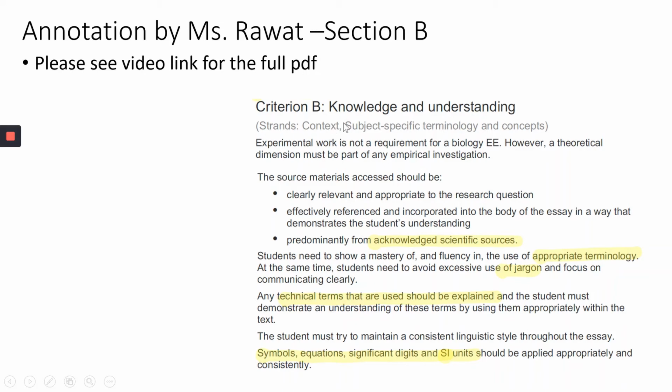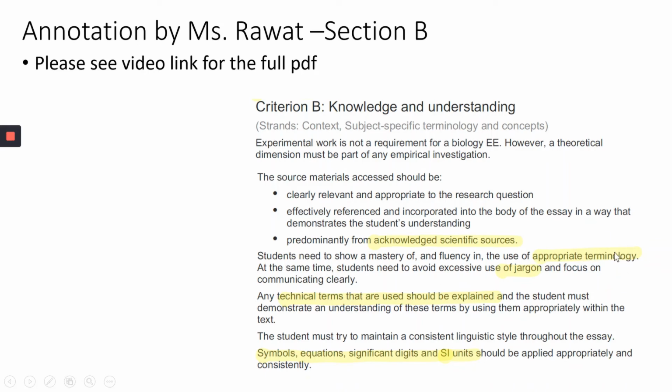Okay, so they were looking at context, subject specific terminology and concepts. First of all, they were saying that experimental work is not essential, but they strongly advise students to do it, because later on when we do the analysis and things like that, your experimental work will help to support those. Okay, so first of all, they were mentioning that the material that you use must be relevant and appropriate to the research question, and also you should acknowledge the scientific resources. So referencing properly is very important. If you do some quotations, make sure you understand how you use them.